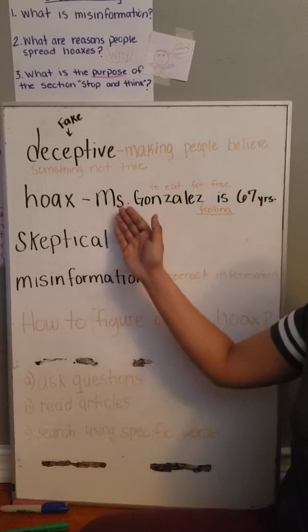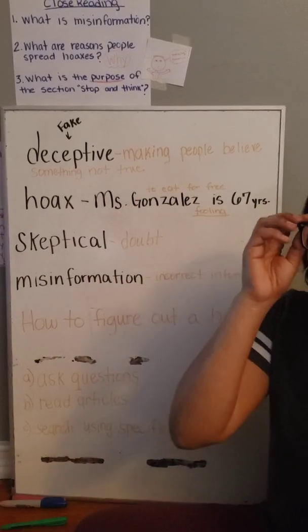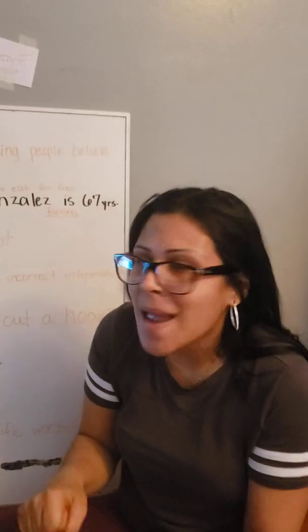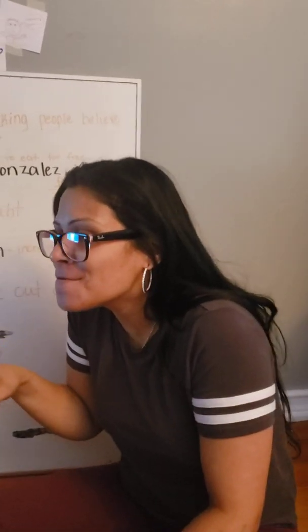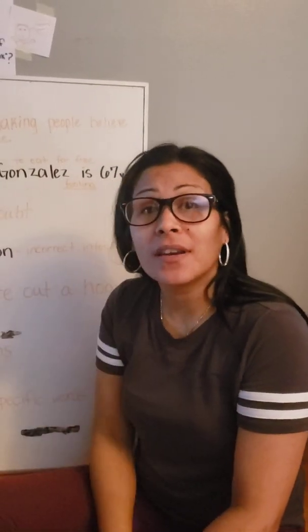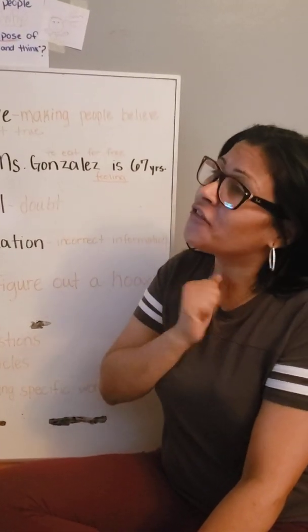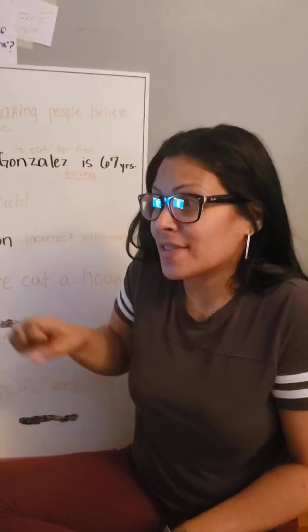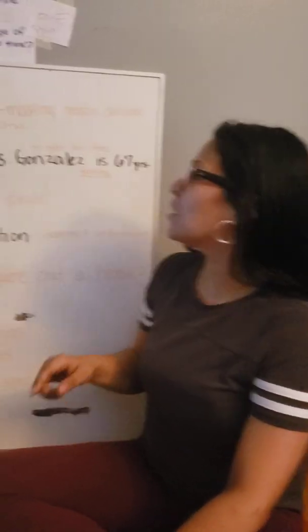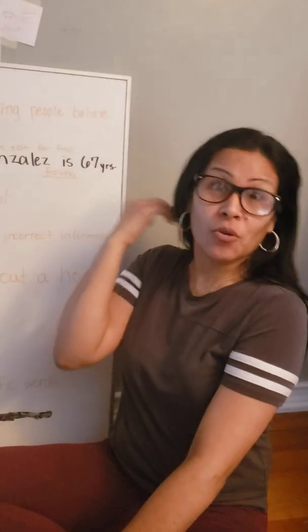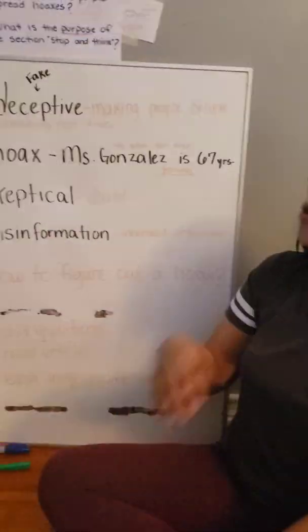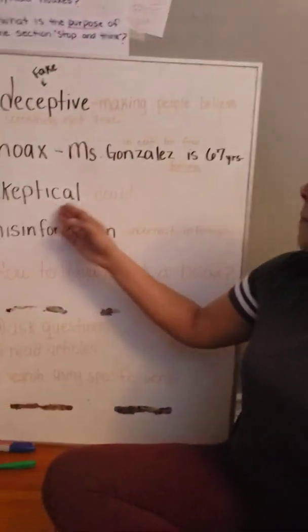I'll give you an example. Miss Gonzalez is 67 years old, so I'm old, and I want to get some free food, right? So when I go to a store to eat and it says older than 65, you get $10 off, Miss Gonzalez goes in saying she's 67. That's a hoax because I'm fooling people to be able to eat for less money. So that's a hoax.